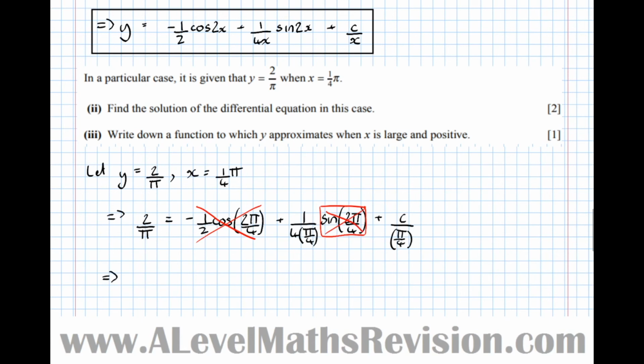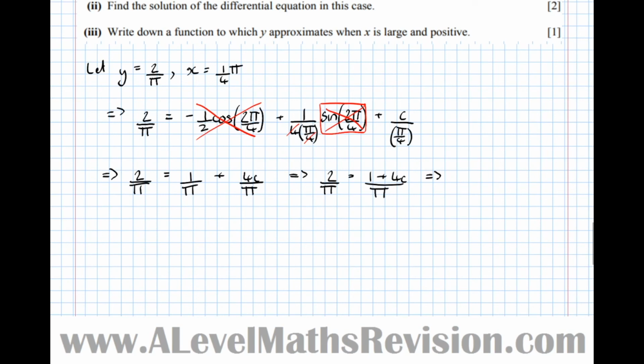So that gives us 2/pi equals, so here on this term here, the 4 and the pi over 4, a little bit of cancelling goes on just to give 1/pi. Plus, and c over pi over 4 is 4c over pi. Which means that 2/pi equals 1 plus 4c over pi, which means that 1 plus 4c equals 2, which means that 4c equals 1, which means that c is simply 1/4.